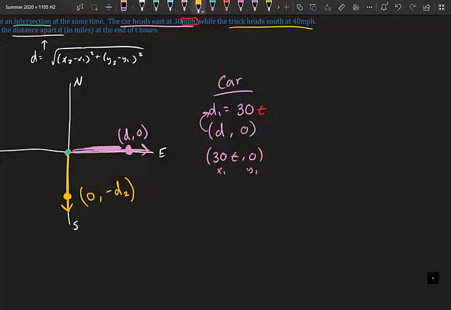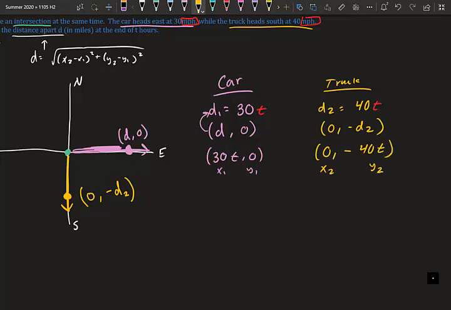All right, let's move on to our truck. So our truck, it's distance 2 and it's going 40 miles per hour. Remember, miles per hour, that's for some amount of time. We don't know it, so it represents time. But since it was going down, it has to be negative. But we'll get to that because we know that point. The point was 0, negative distance 2. So we have 0, negative, and our distance, which was 40t. And that's our x2, y2.